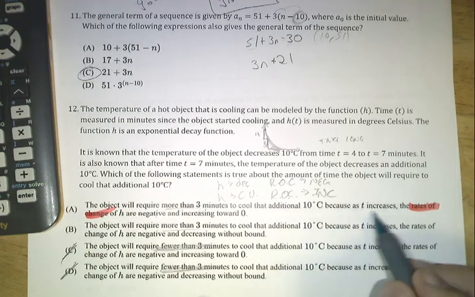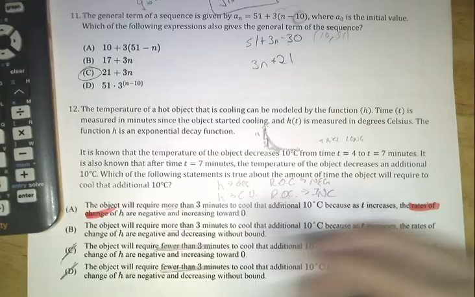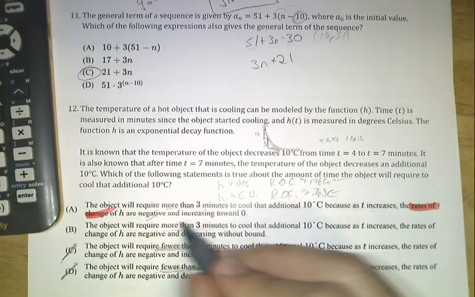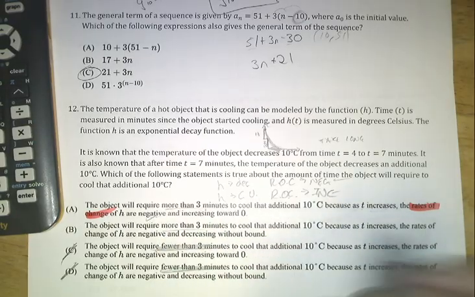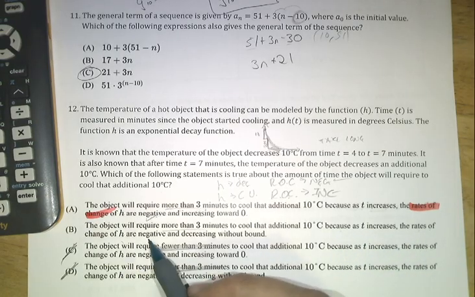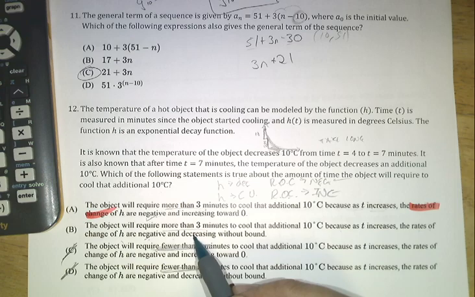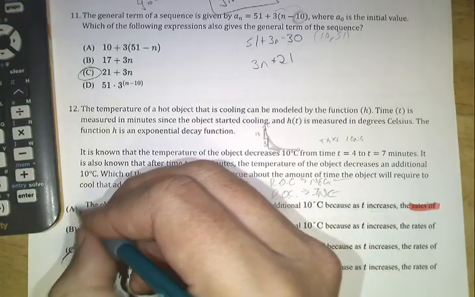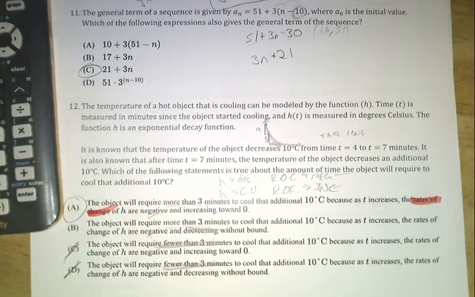Okay, so this says the rates of change are negative. Check, yep. And increasing, check. So this one seems to have everything. Let's see what this one says. The rates of change are negative, check, and decreasing. No, this says decreasing, so that one should be wrong. So it should be A.